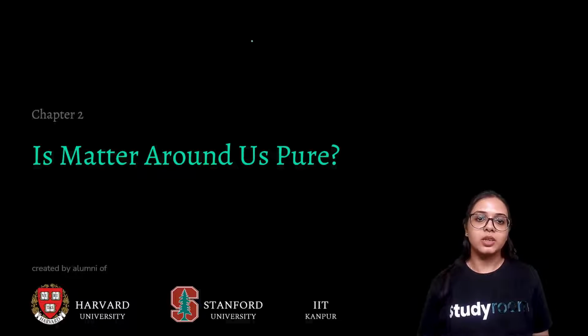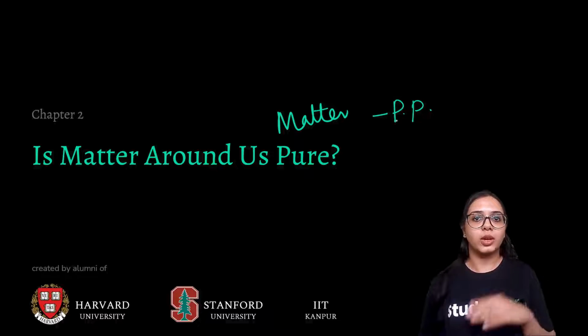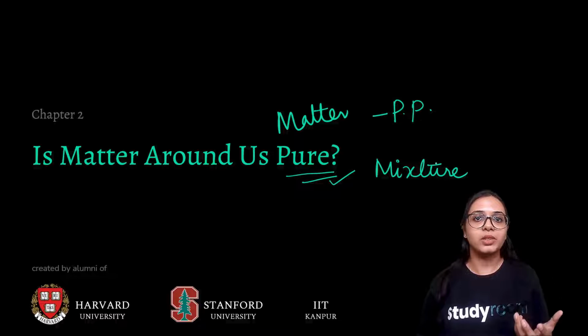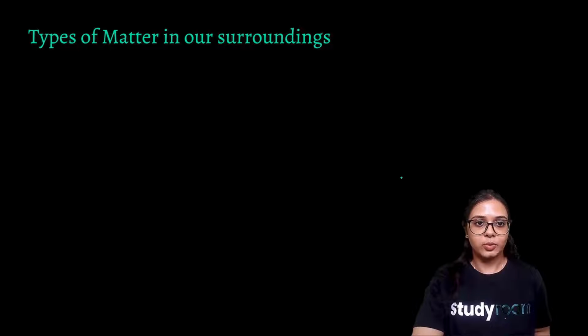Now, in the previous chapter, we learned about matter, the different states of matter, the physical properties of matter, the transition of one kind of matter to another, and many more things. In this chapter, we'll be learning about the purity of the matter around us, what determines the purity, what is the difference between an element and a compound, what is a mixture, what are the different types of mixture, how you can obtain the different components of a certain mixture, and so on and so forth. Now, let's study and see what this chapter has to offer.